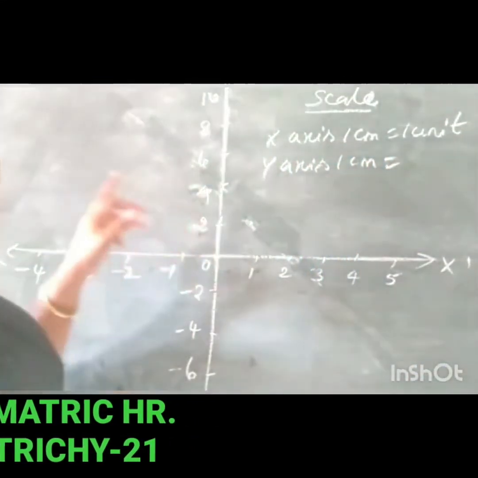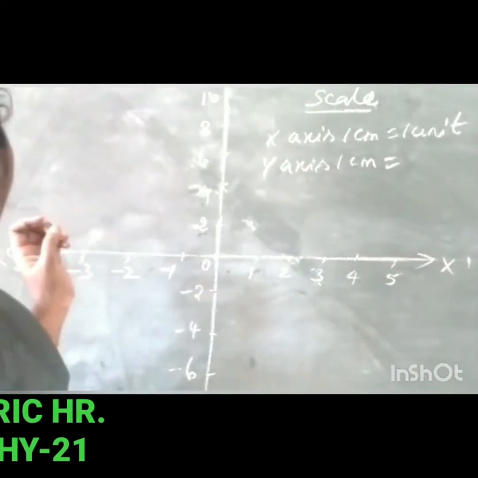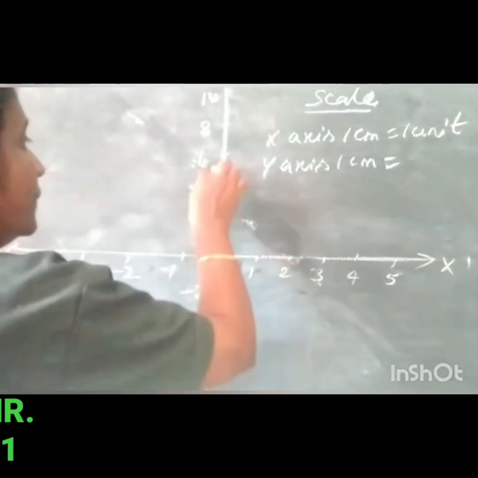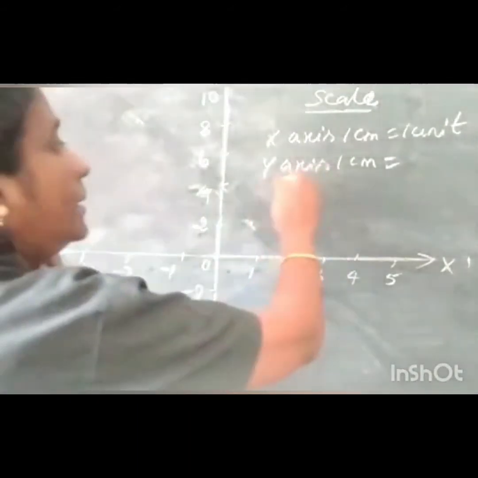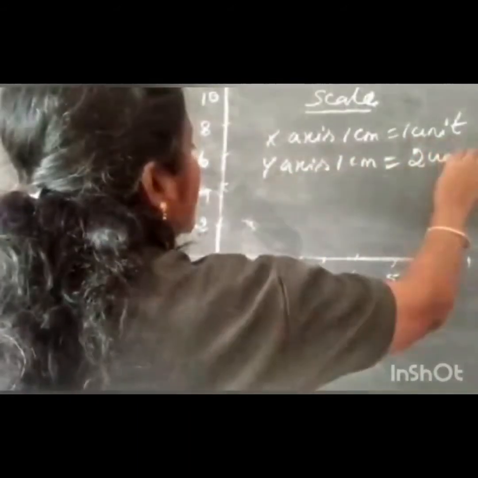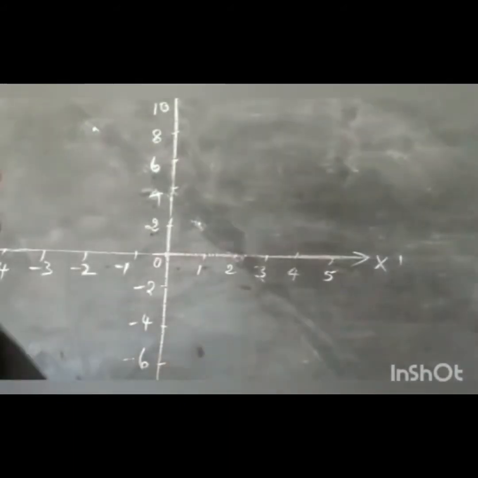Because the y values are greater here, up to 12. So I am taking 2, 4, 6, 8, 10, 12, counting in twos. Then y-axis, 1 centimeter equals 2 units. Like that you have to write on the top. Now let us mark the first point. The first point, point A, is minus 4 and 12.